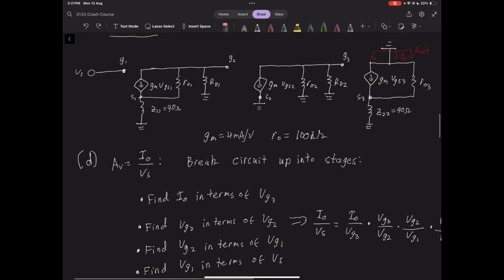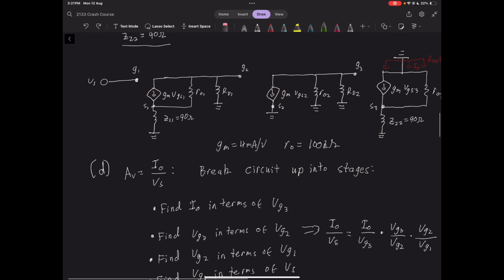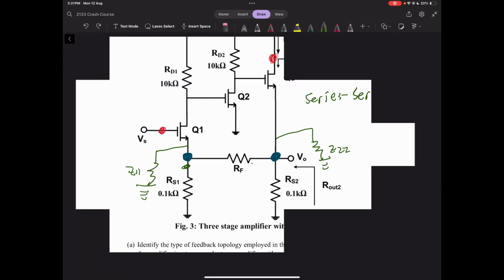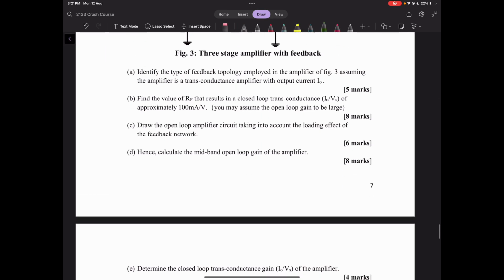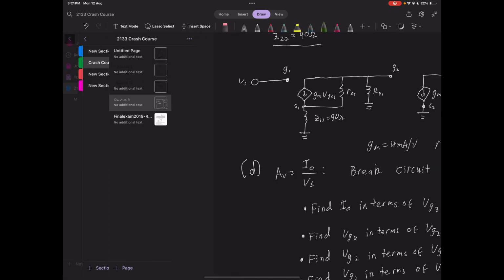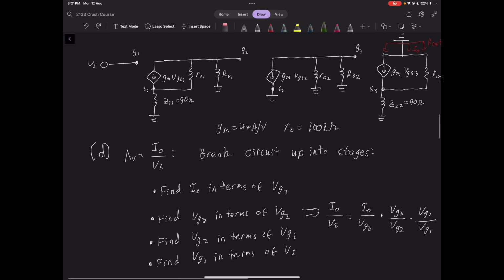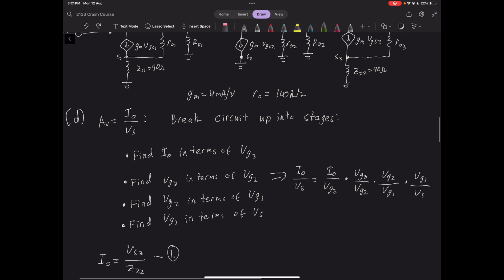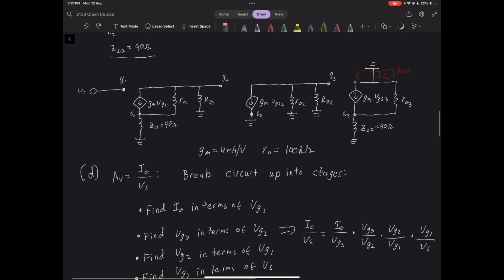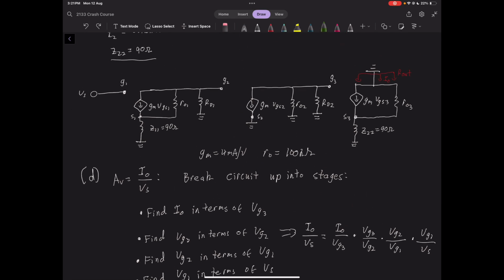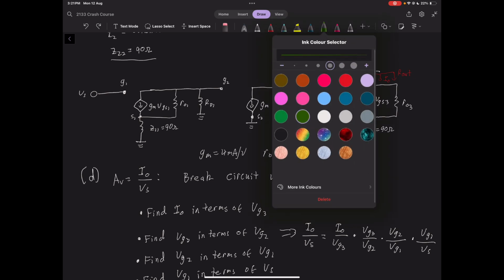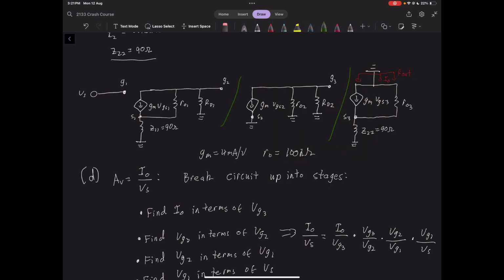Again, we already said we know what our parameters are. So now we have to do part D, which is find the mid-band open loop gain of the amplifier. So this is very similar to what we did in question 1. The idea is you want to break the circuit up into stages, right? So this is especially true for MOSFETs. You can see clearly that the circuit is divided up into kind of sections, and how these sections aren't actually connected by any wires, but they're connected by the dependent sources.